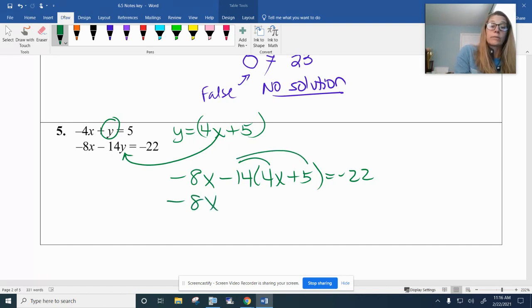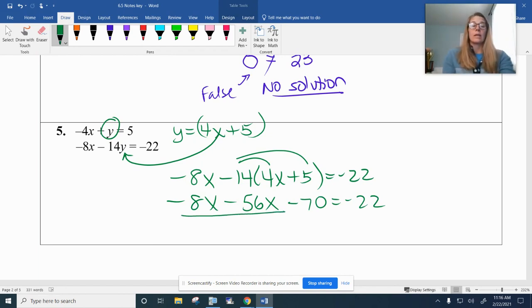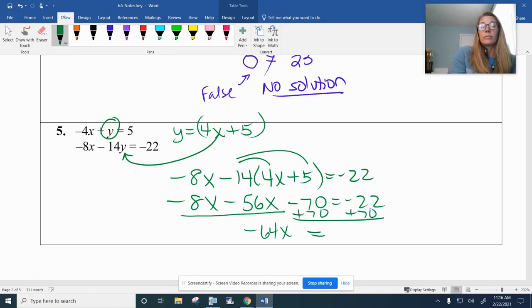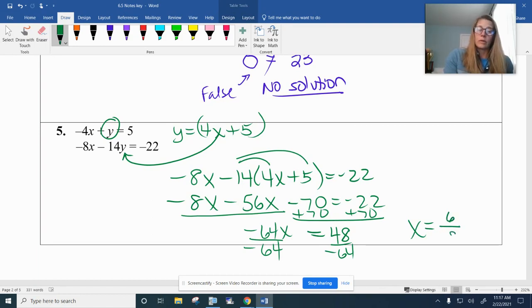-14 times 4 is 56. -14 times 5 is, I believe, 70. And then here, -8 and that's going to be -64x. We're adding our 70 to the other side. We have 48. 6 goes into there 6 times, 8 goes into there 8, and then we can continue. So -3/4.